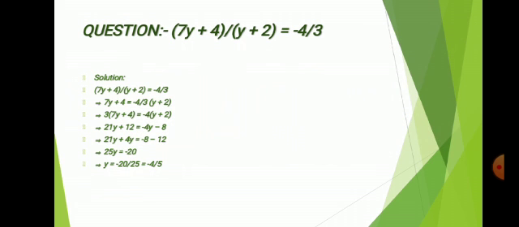So 3 into 7y is 21y, plus 3 fours are 12. So on the left hand side 21y plus 12 is equal to, now on the right hand side, minus 4 is multiplied with the whole bracket (y plus 2). It will become minus 4y minus 8, because minus and plus when multiplied become minus, and 4 twos are 8. Now again we are using the transposition method, variables on the one side and the constant on the other side.